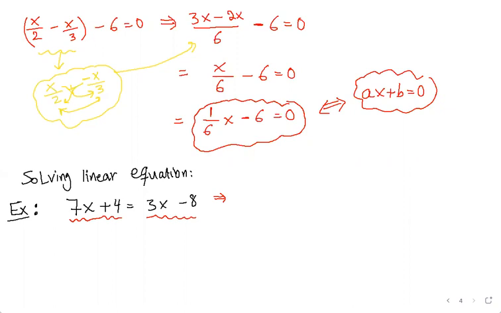Okay, what does that mean? Here, in this equation, I want to move the 3x to the other side. I want to move this one here. So what I have to do is subtract 3x from both sides. When I subtract 3x from both sides, this one will cancel with this one.